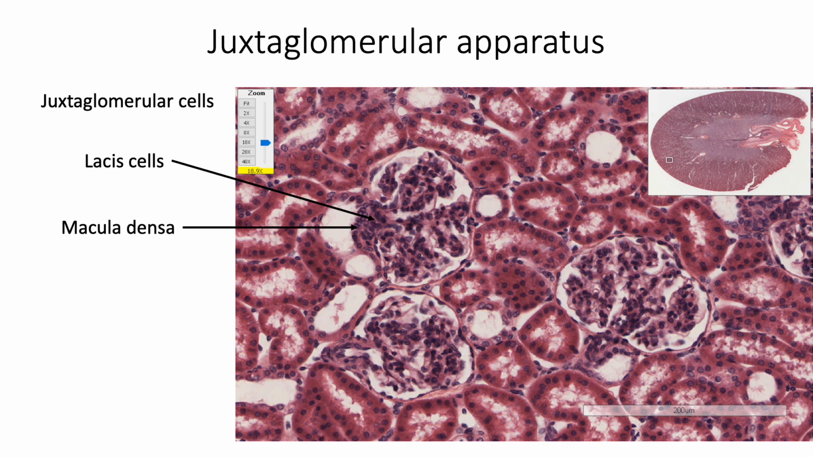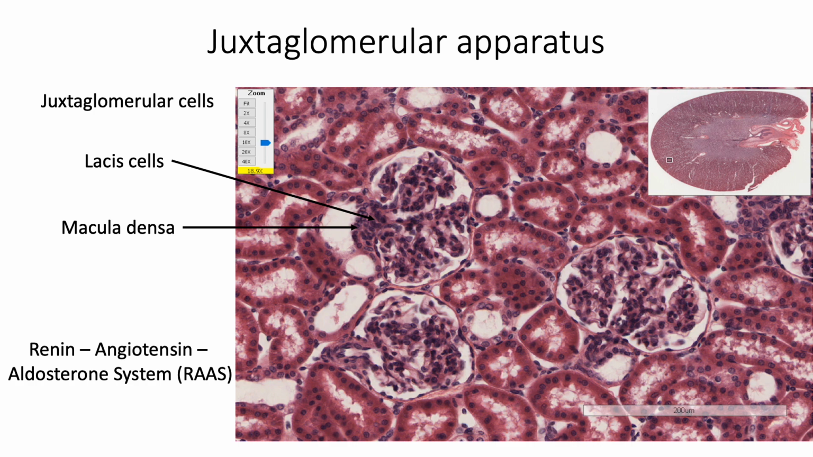Macula densa cells are the osmoreceptors sensing the sodium chloride concentration. Lacis cells transmit this sensory signal. This activates the juxtaglomerular cells to secrete renin into bloodstream, which activates the renin-angiotensin-aldosterone system. Renin converts the circulating angiotensinogen into angiotensin 1, which is then subsequently converted into angiotensin 2 by the endothelial cells in the lung.